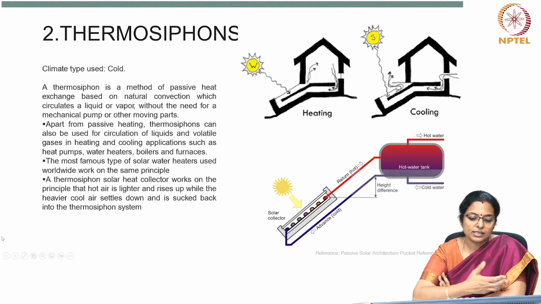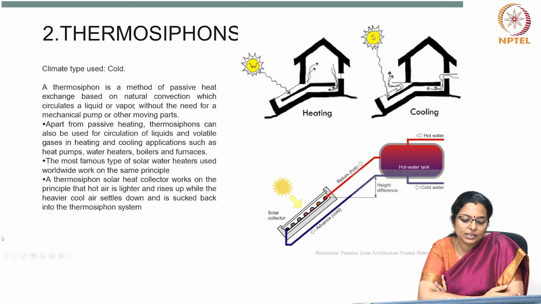The second one is thermosiphons. Now, a thermosiphon is a method of passive heat exchange based on natural convection. It circulates a liquid or vapor without the need for a mechanical pump or other moving parts.